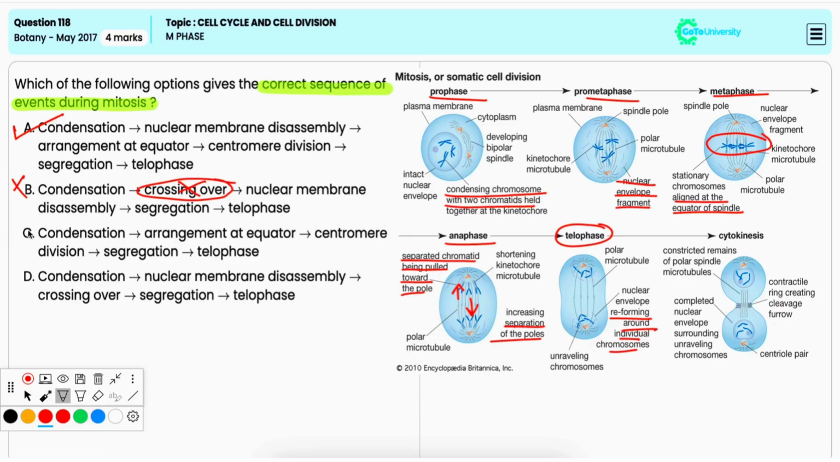Option C is incorrect because this omits the step of nuclear membrane disassembly, which is very essential for spindle attachment to chromosomes. Now, option D is also incorrect because again crossing over does not occur in mitosis.